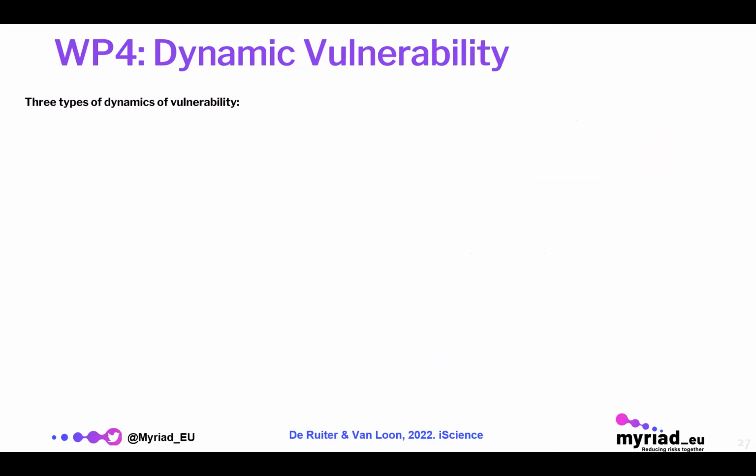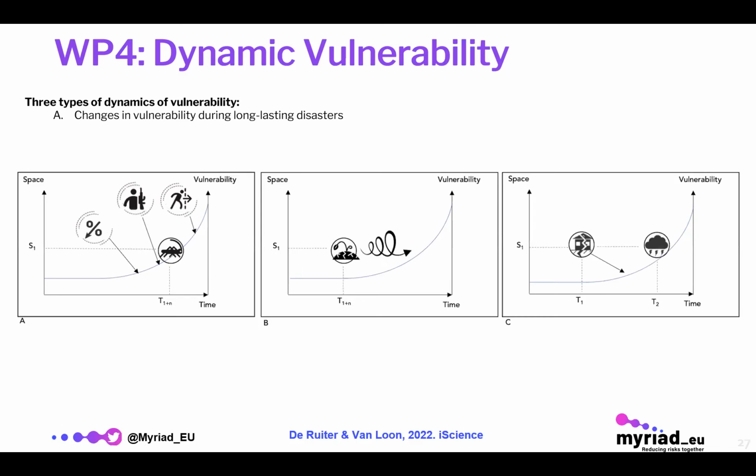Just to touch on some of the work that Marleen de Ruiter and others have been doing on dynamic vulnerability. Marleen published a very nice paper earlier this year in iScience, talking about the 3 different types of dynamics of vulnerability. She saw in literature basically that you can have changes in vulnerability, for example, during very long-lasting disasters, long-lasting wars, for example, long-lasting droughts, really can have these long-term impacts on vulnerability.